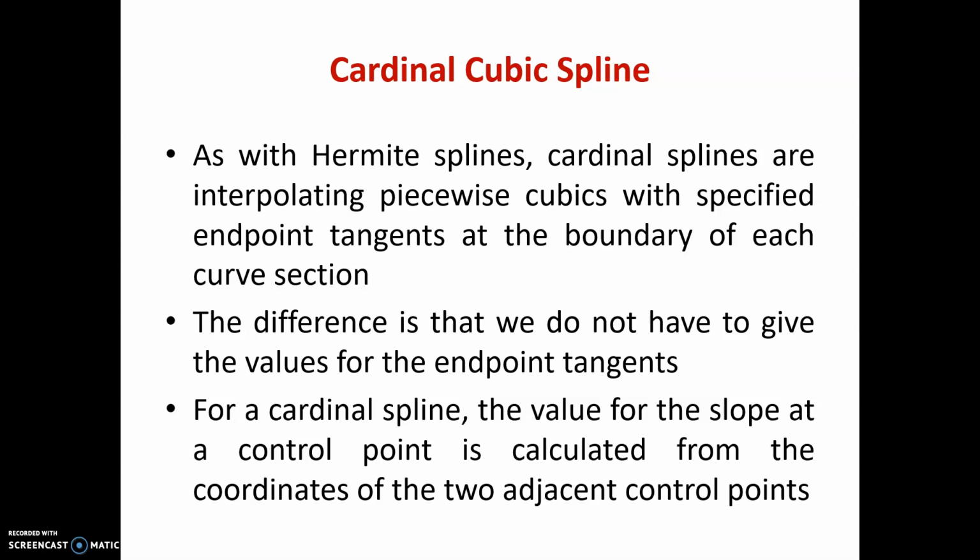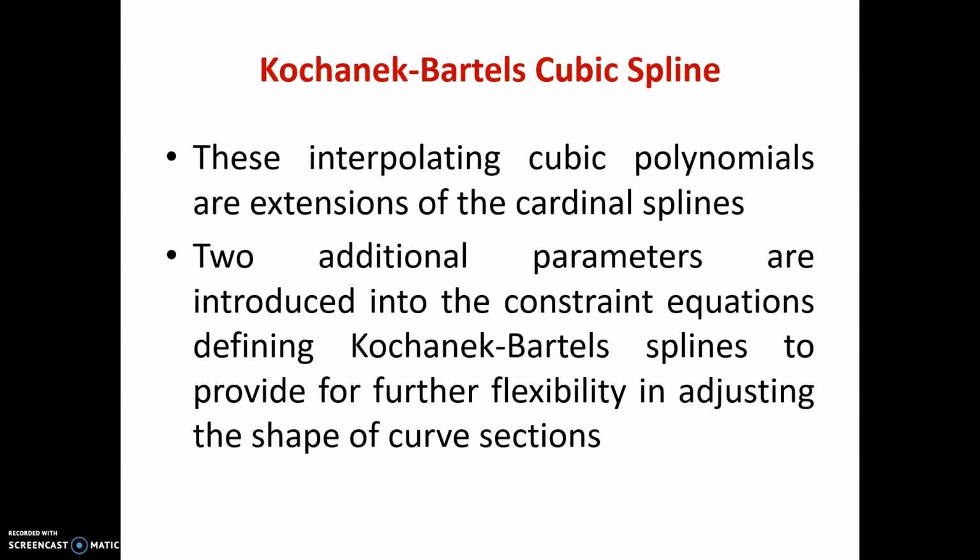Next is cardinal cubic splines. As with Hermite splines, cardinal splines are interpolating piecewise cubic with specified endpoint tangents at the boundary of each curve section. The difference is that we don't have to give the values for the endpoint tangents. For a cardinal spline, the value for the slope at a control point is calculated from the coordinates of the two adjacent control points.